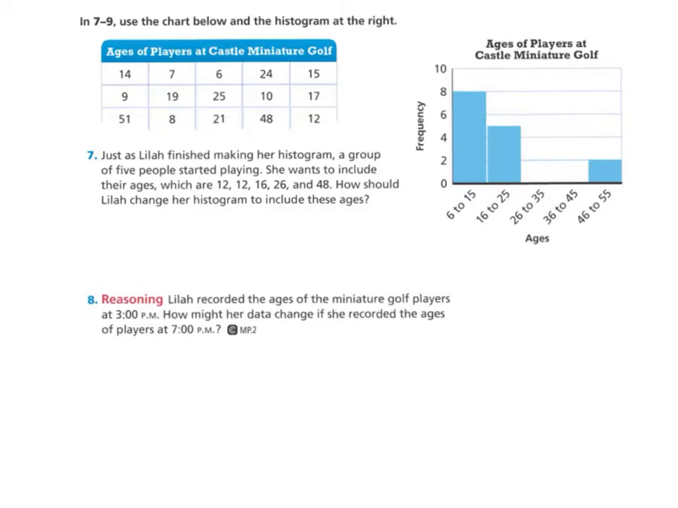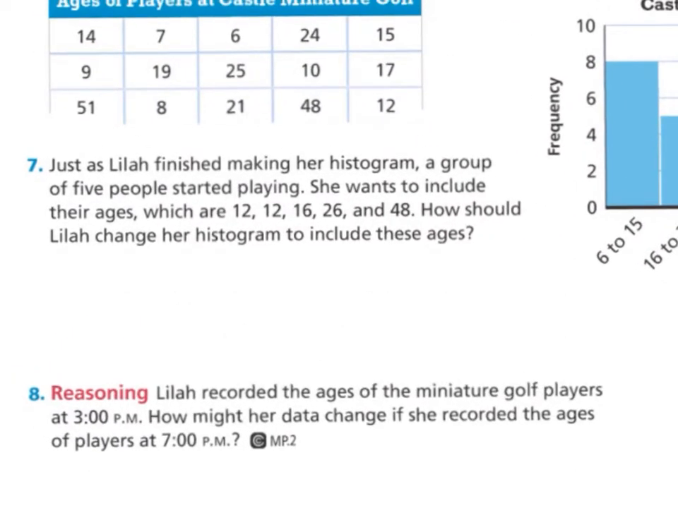Look at number 7. Just as Lila finished making her histogram, a group of 5 people started playing. Now her histogram is ruined. She wants to include their ages, which are 12, 12, 16, 26, and 48. How should Lila change her histogram to include these ages? Basically, it's just a matter of changing the bars a little bit here.